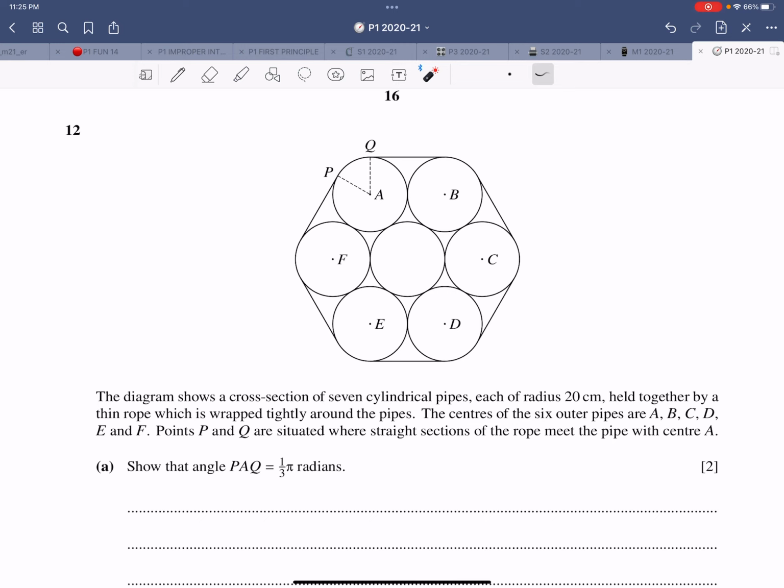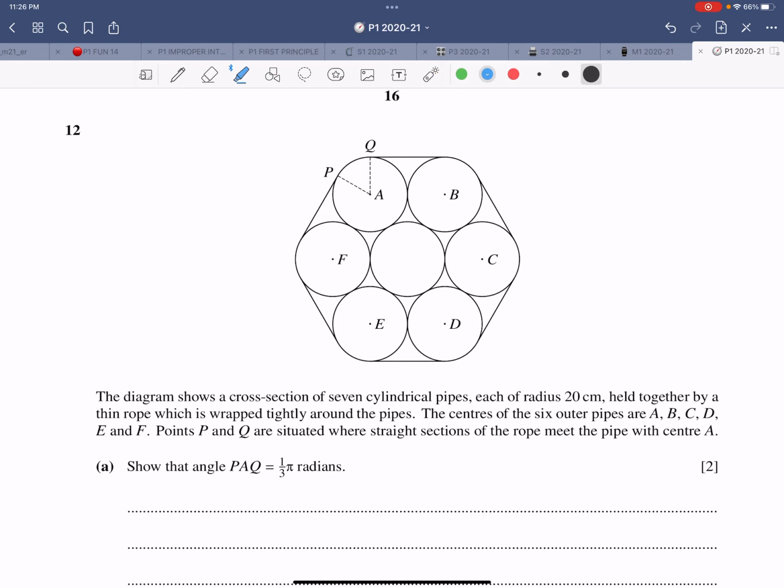It's held together by a thin rope which is wrapped tightly around the pipes. The centers of the 6 outer pipes are such and such. Points P and Q are situated where straight line sections of the rope meet the pipe with center A. So there is this thing PQ, and there is this thing and this thing. It's like a pizza sector. Show that angle PAQ is pi by 3. This angle is pi by 3. Now there are many ways of carrying this out.